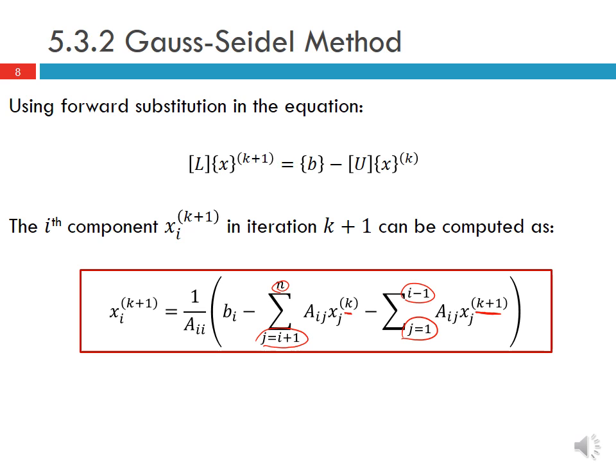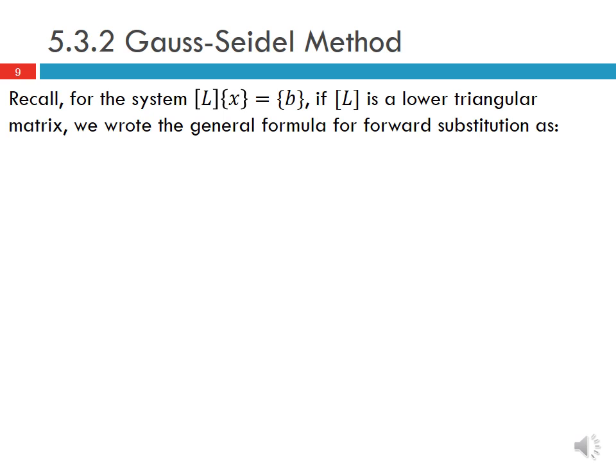So let's look at kind of how this came about. If we recall for the system that was written Lx equaled B in the previous discussion where we talked about the LU decomposition, for example, if L is a lower triangular matrix, we wrote the general formula for the forward substitution as shown here. So xi, or the ith component, is equal to 1 over lii times bi minus this sum from j equals 1 to i minus 1, lij xj.